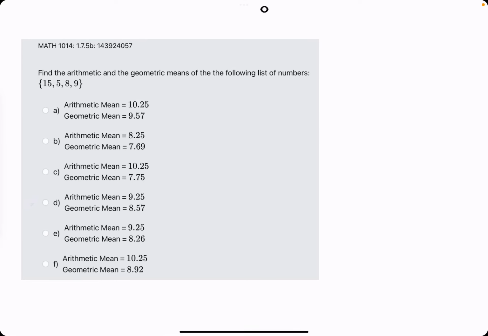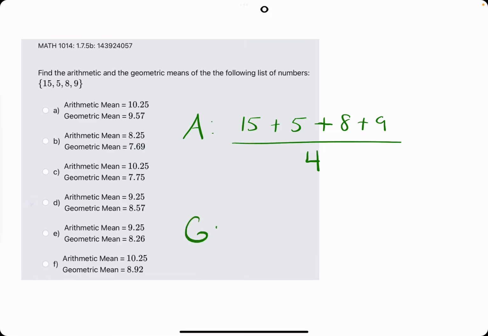Okie dokie. In this problem, they ask us to find the arithmetic and the geometric means of the following list of numbers. Arithmetic mean is pretty much the average calculation that we are used to, where we will add up all of these values and then divide by the number of values that there are. So 15 plus 5 plus 8 plus 9, and we're dividing that by the number of values that there are, which is 4.